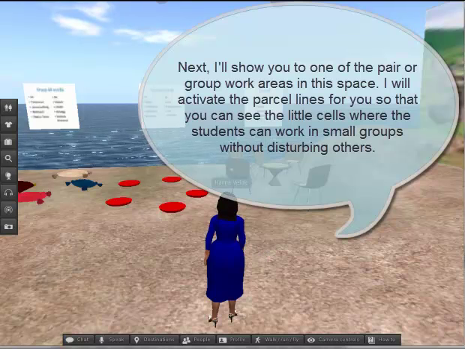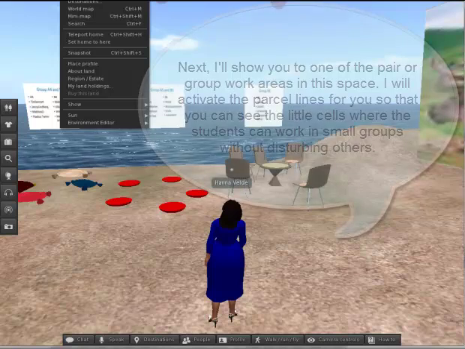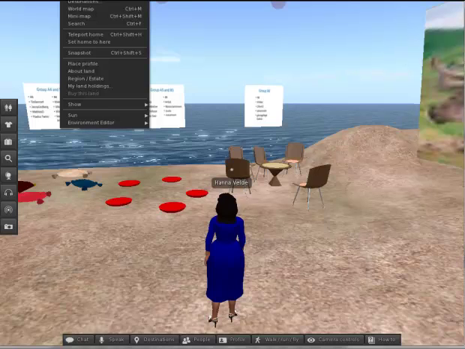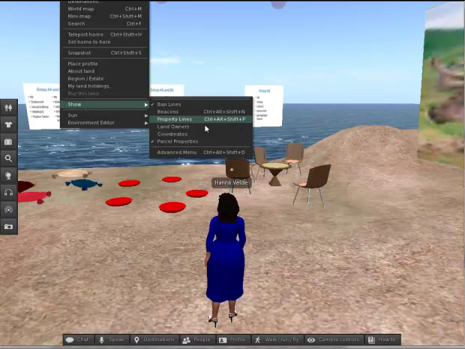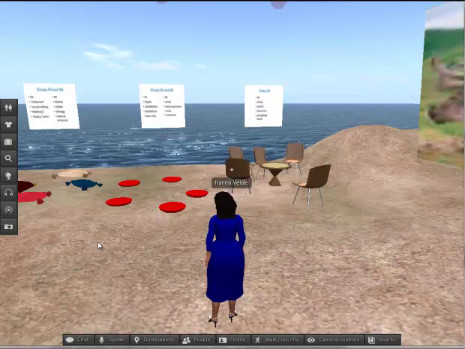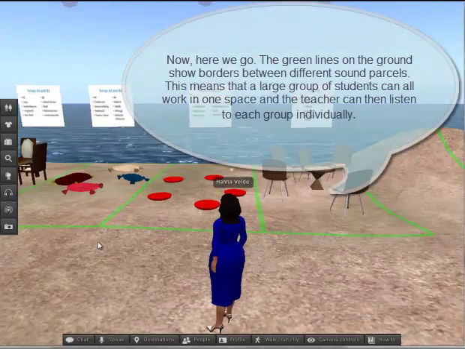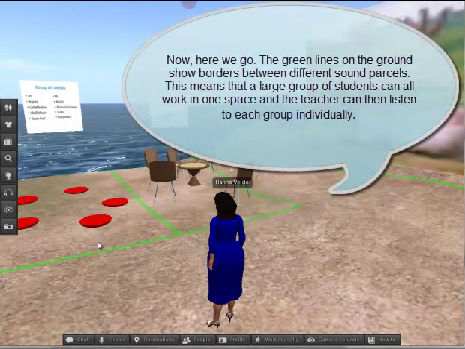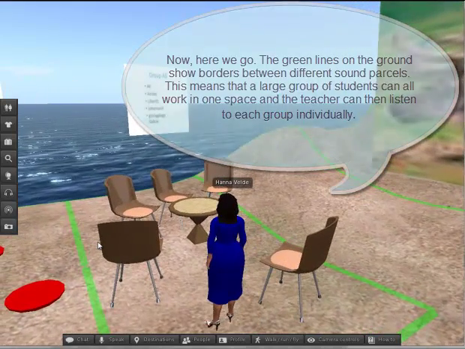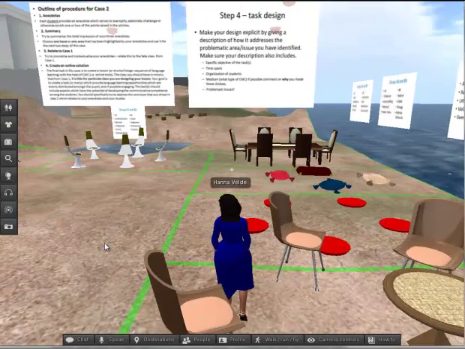Next, I'll show you one of the pair or group work areas in this space. I will activate the puzzle lines for you so that you can see the little voice cells where the students can work in pairs without disturbing others. Here we go. You can see the green lines on the ground that show borders between different sound puzzles. This means that a large group of students can all work in one space and the teacher can then listen to each group individually.